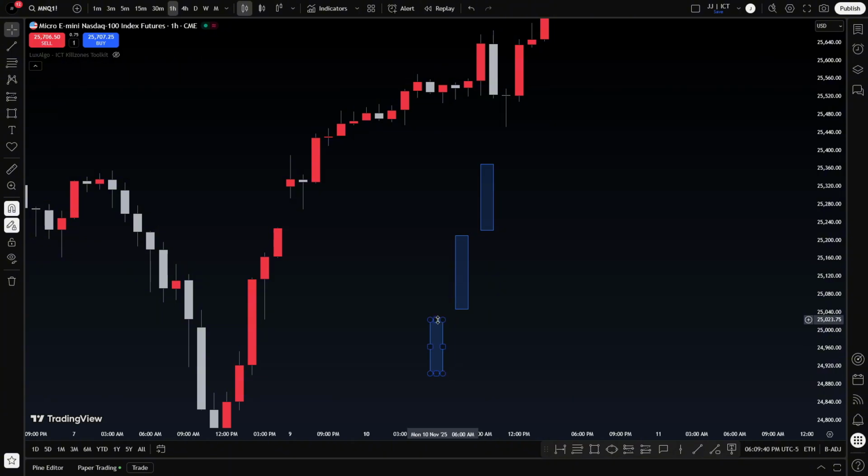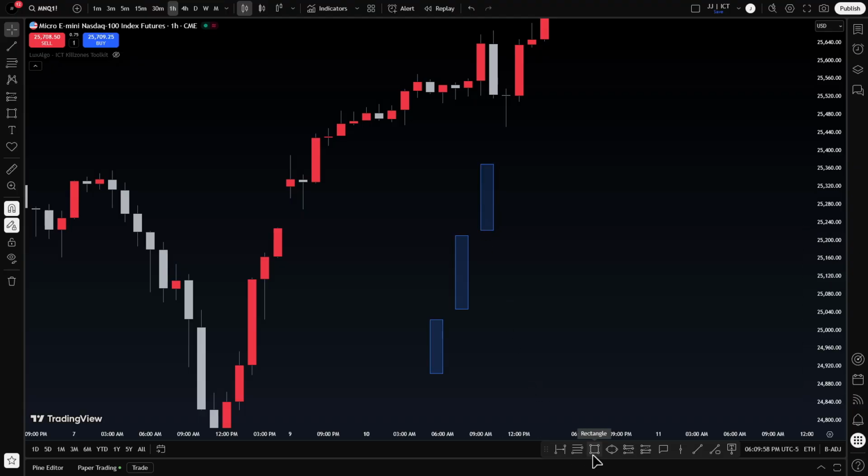So what do we have? We have 2 volume imbalances on both sides of what? This series of 3 candles, okay? So we got volume imbalance here, first 2, volume imbalance here, the last 2. So when you have that, that creates the suspension block.